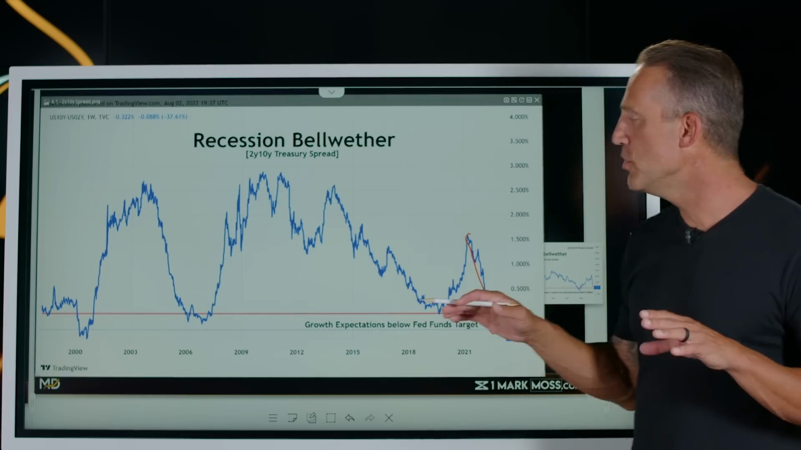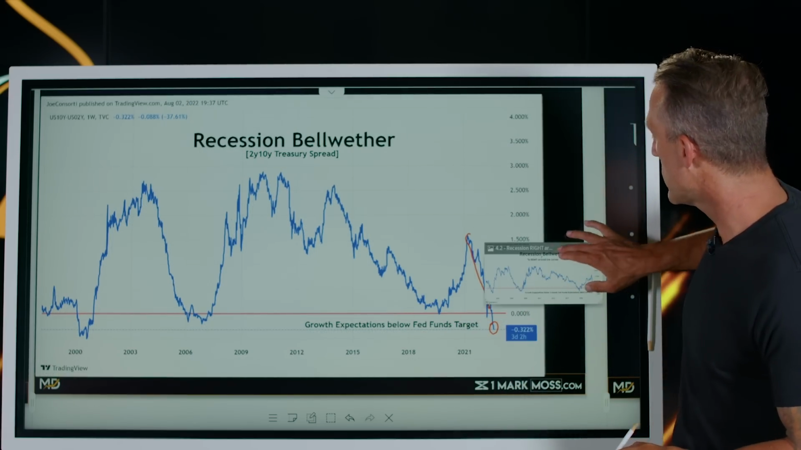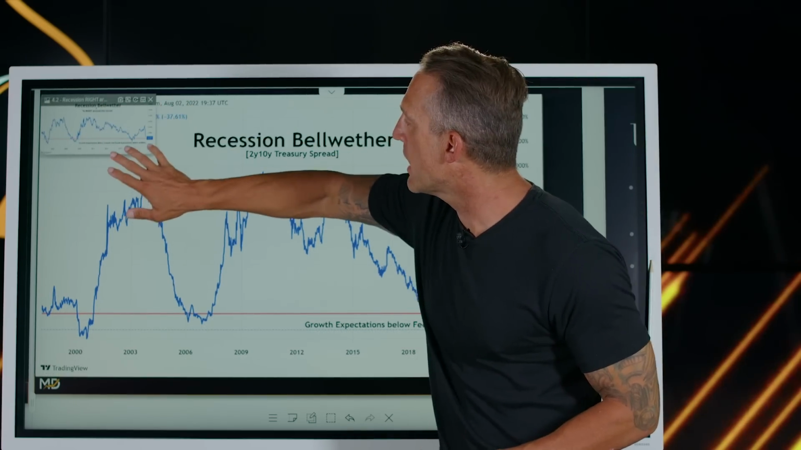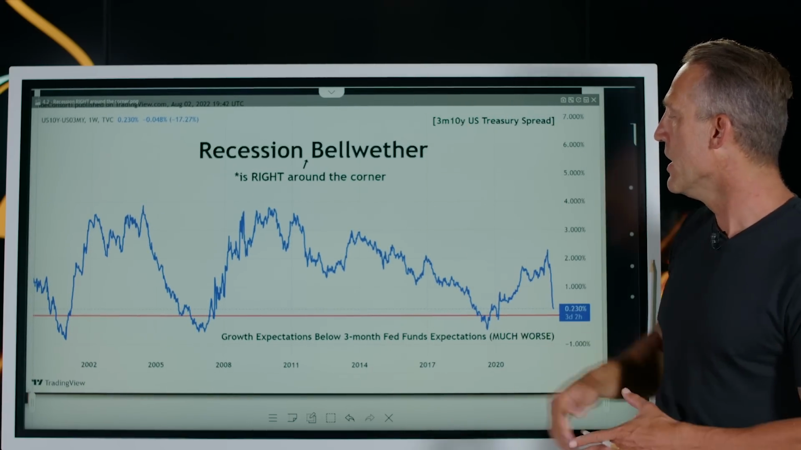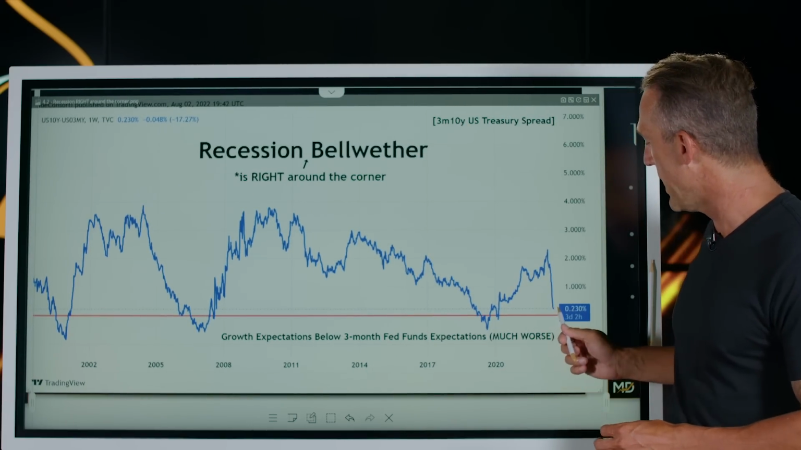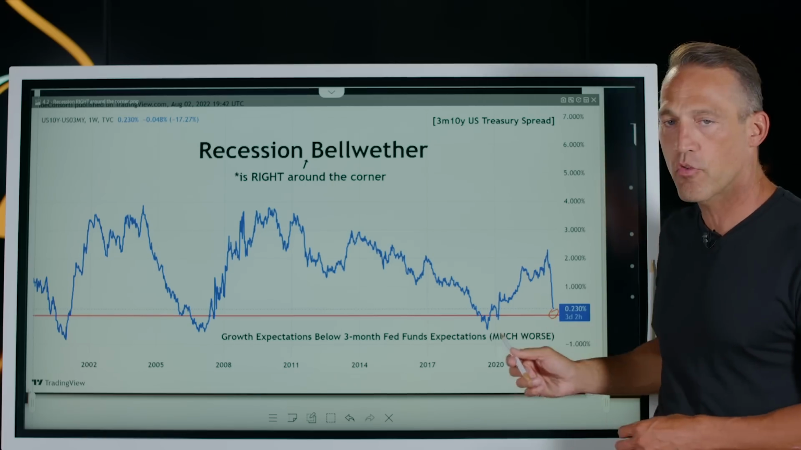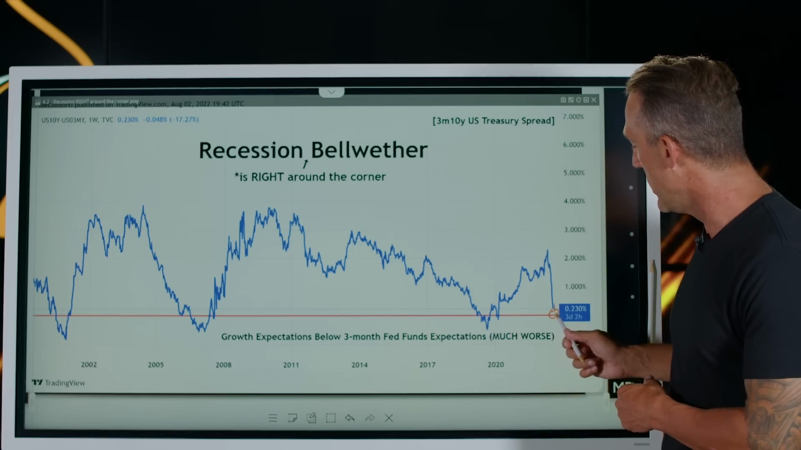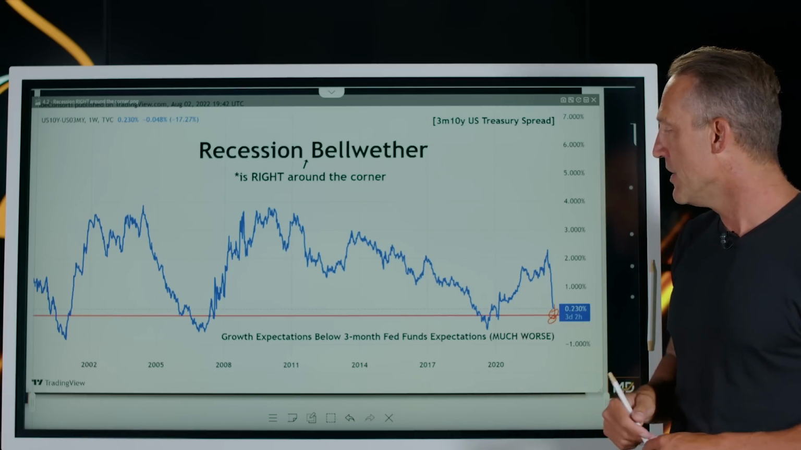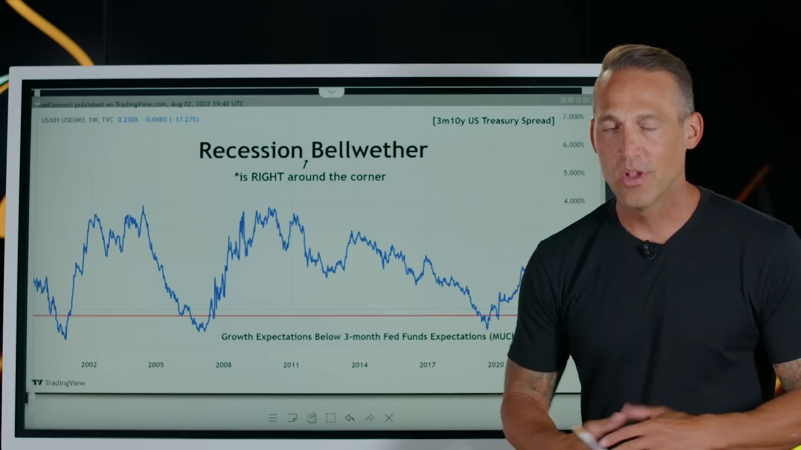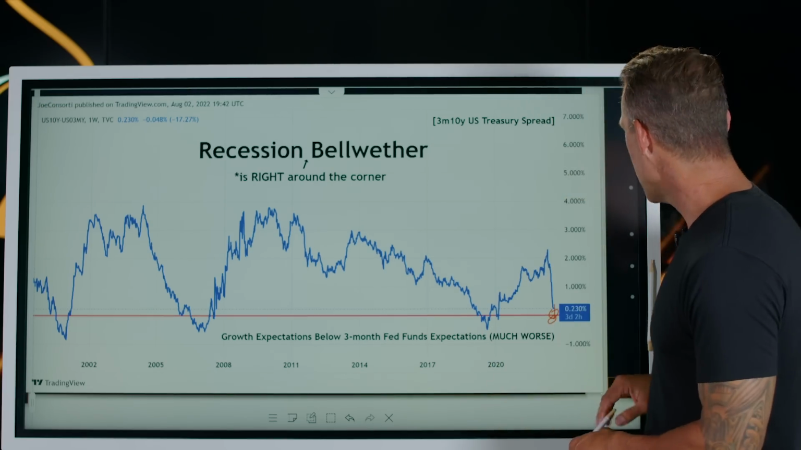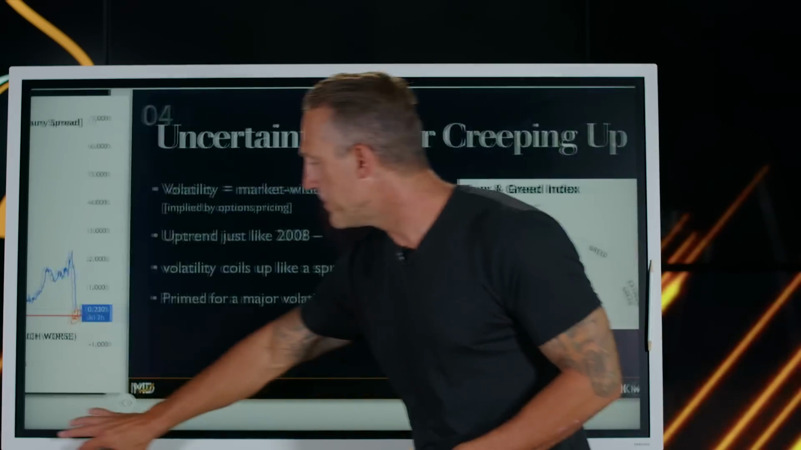Now, this is the 2 and the 10-year, which is one chart that I like to look at. I also like to look at it over a different time frame. Here we have a 3-month and a 10-year, and it's showing us the same thing. We haven't quite inverted yet. We need to cross this red line, but when this crosses through right here, this shows us that growth expectations are low, meaning that a massive recession is on the way.